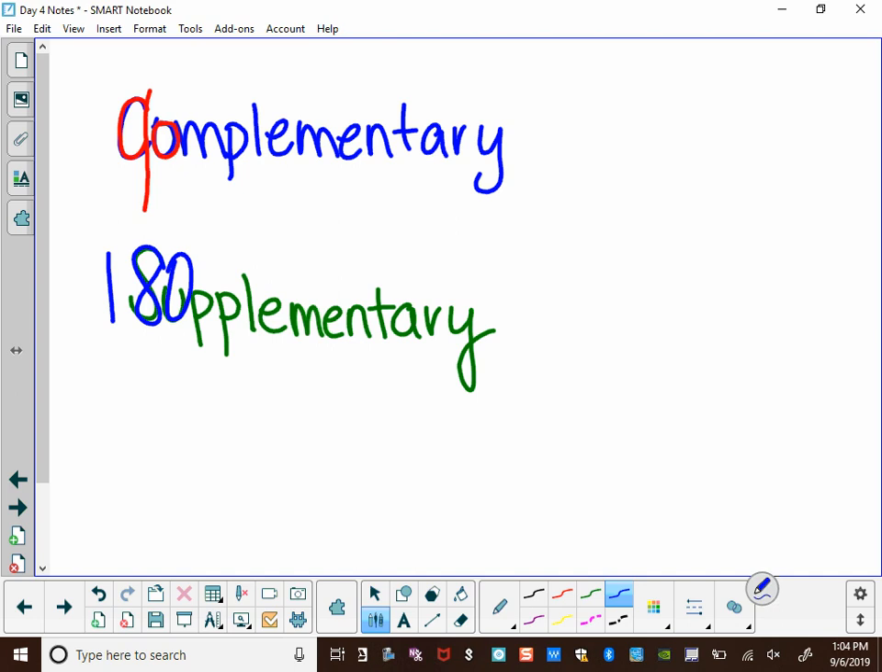Okay? You guys absolutely have to memorize: complementary means 90 degrees, supplementary means 180. If you don't know that, then it's going to be very, very difficult.